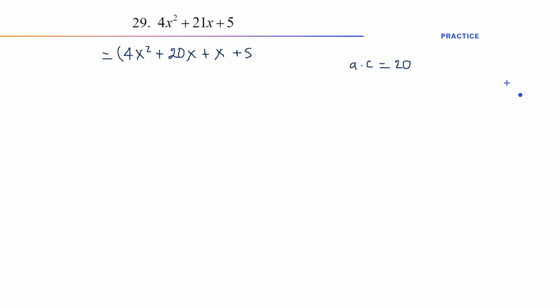Now we group the first two terms and the last two. So 4x in common, left with x plus 5, plus x plus 5. Now x plus 5 is in common, so we are left with 4x plus 1.